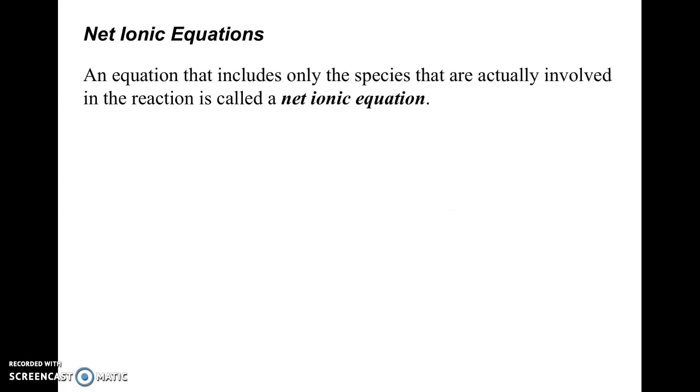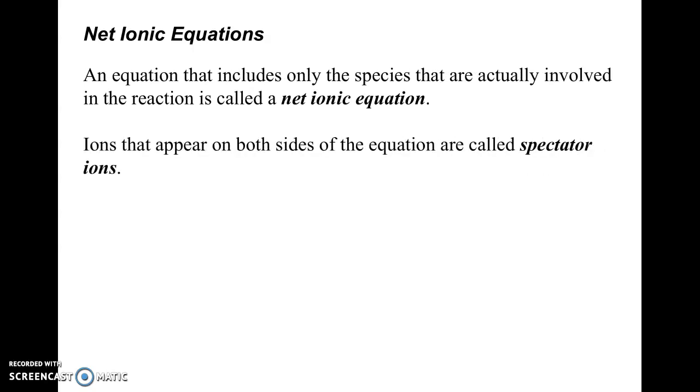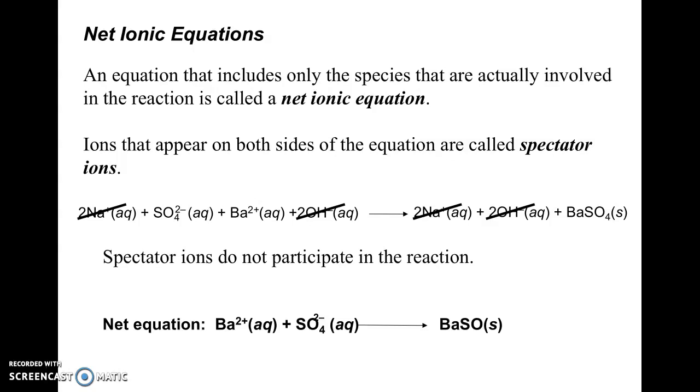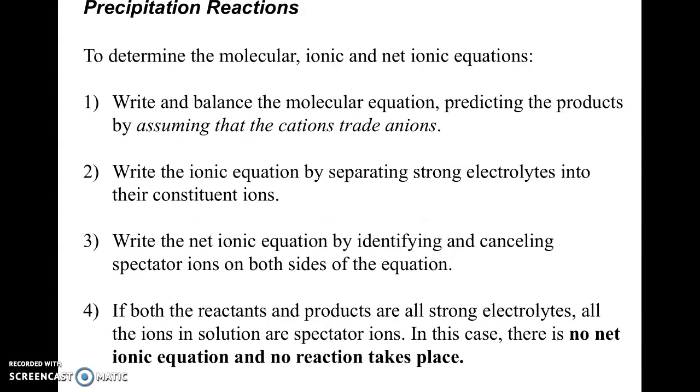And what we're moving towards is writing net ionic equations, just looking at the ions that matter. The ones that appear on both sides are called spectator ions. So we immediately can cross out the sodiums and the hydroxides that were in that previous reaction. And so this becomes our net ionic equation. So it tells us the parts that are actually reacting.